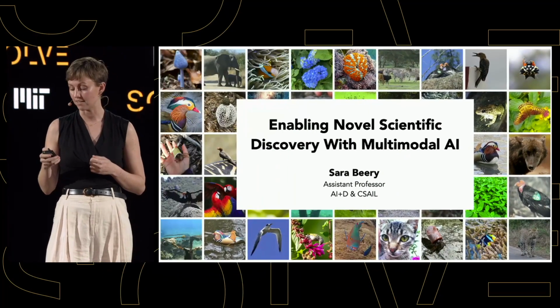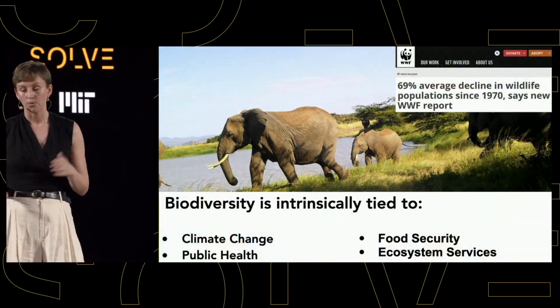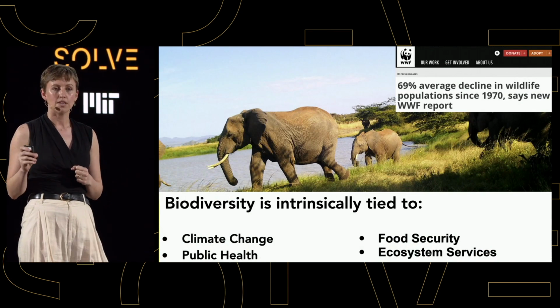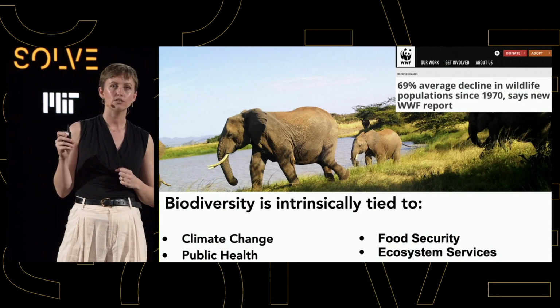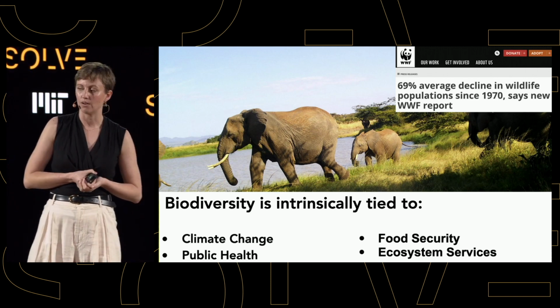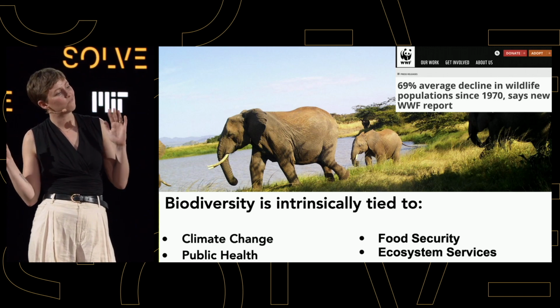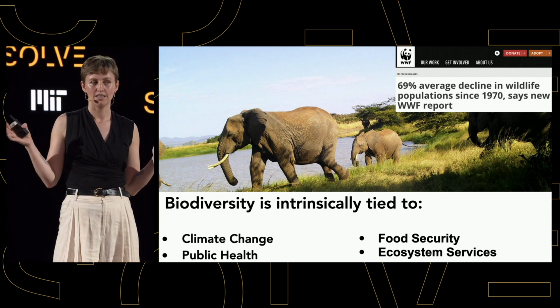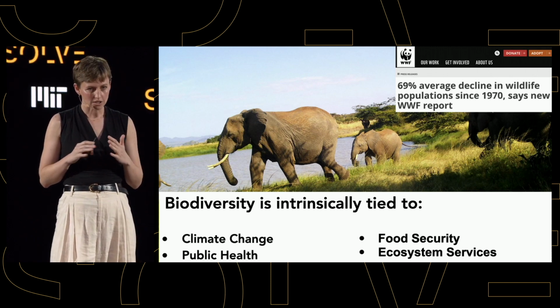So today I'm going to be talking about mechanisms that my researchers and I in my group have been developing to try to enable novel scientific discovery using multimodal AI systems. So, like I said, biodiversity is in catastrophic decline. But the important thing is we're not just losing species, we're actually losing populations. We currently have, estimated by the World Wildlife Fund, about 70% less wildlife alive on Earth than we did in 1970. That's a huge number.